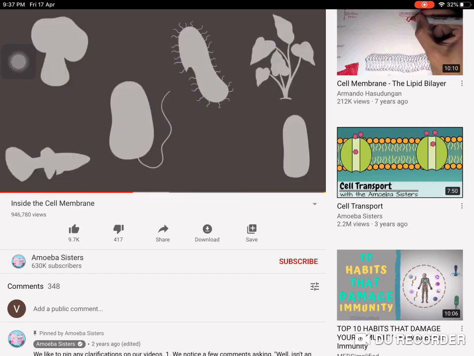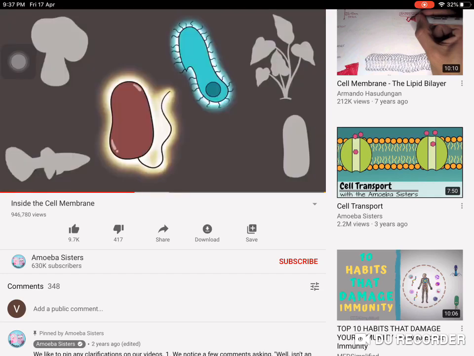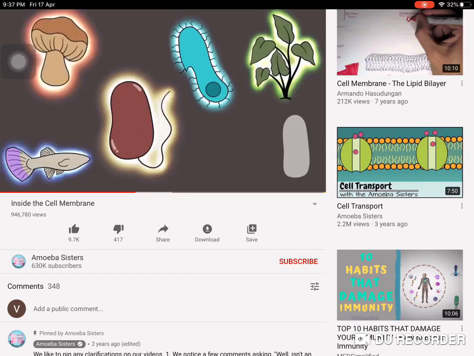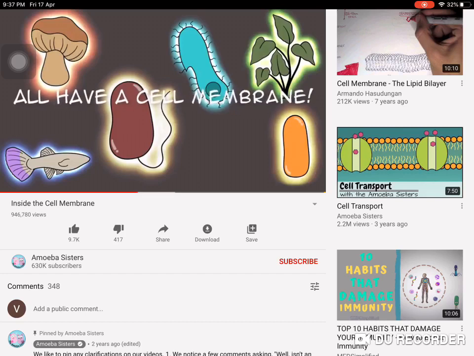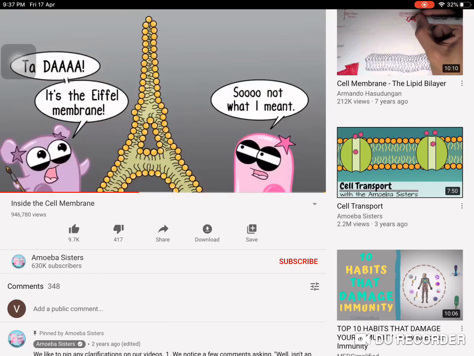It doesn't matter whether you're talking about bacteria, or protists, or plants, or animals, or fungi. Even archaea aren't too cool to have a membrane. They all have a cell membrane. The structure can vary some, but we're going to be talking about some major structures of the membrane that you can actually find in most cells.